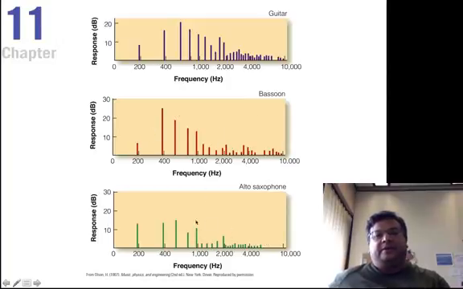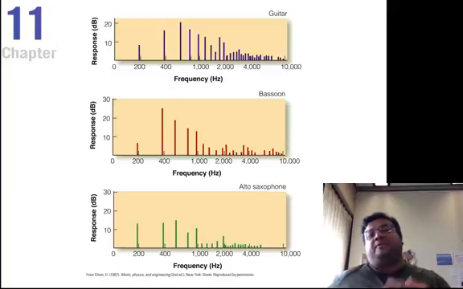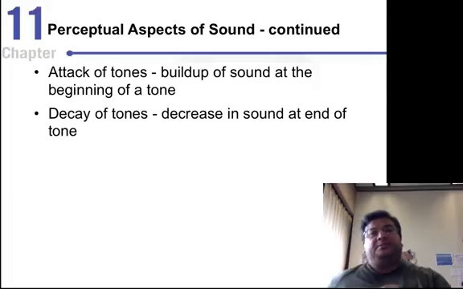These are three instruments playing the exact same note. So a guitar is playing a note, a bassoon's playing a note, and an alto sax playing a note. And they're playing the same note at the same pitch, but notice the set of frequencies that's being generated by each instrument is very different. And this is part of what makes up the timbre of the sound of a particular instrument.